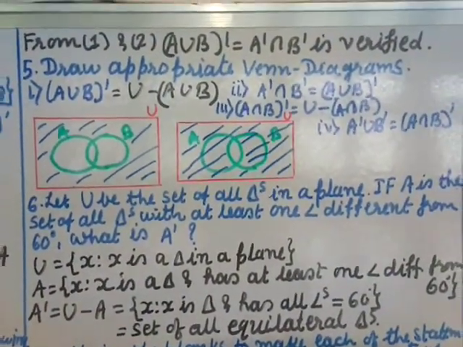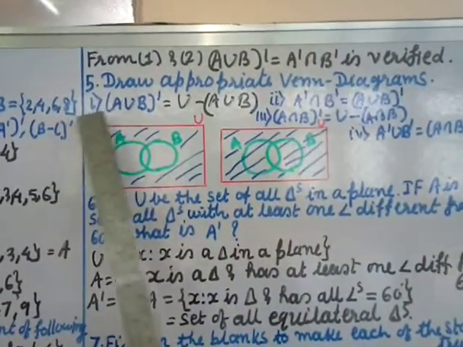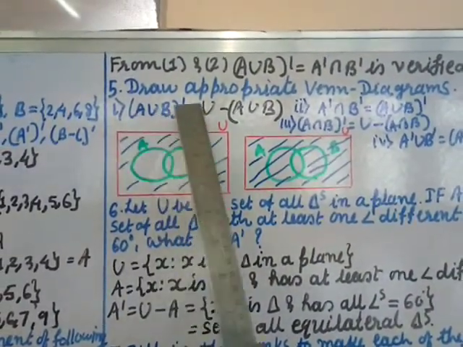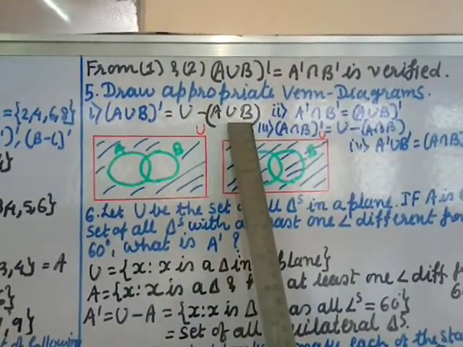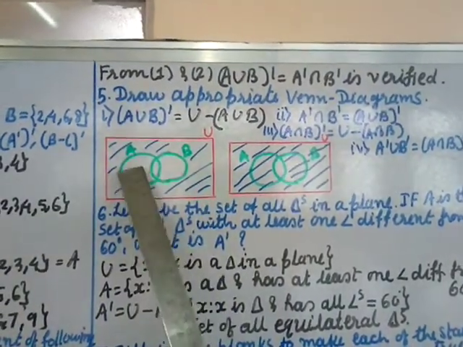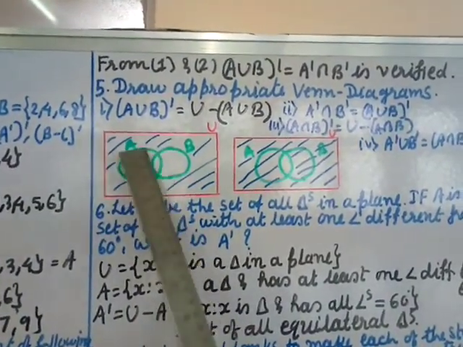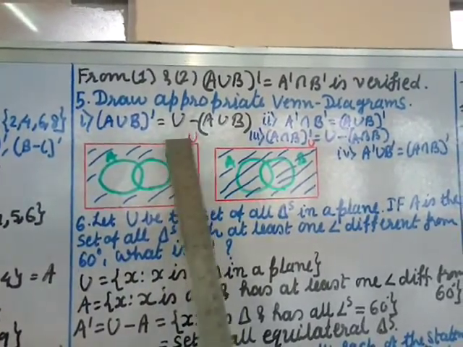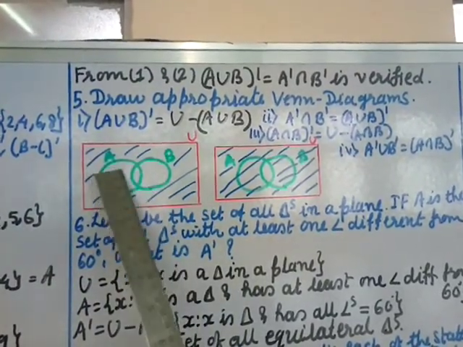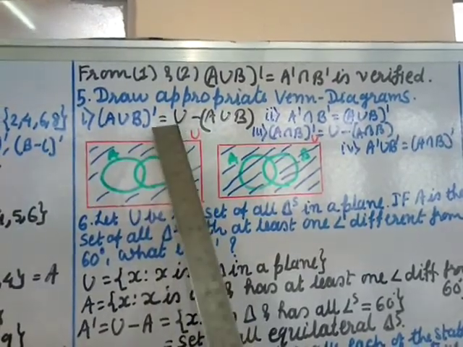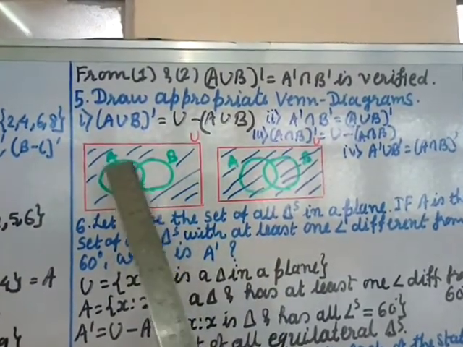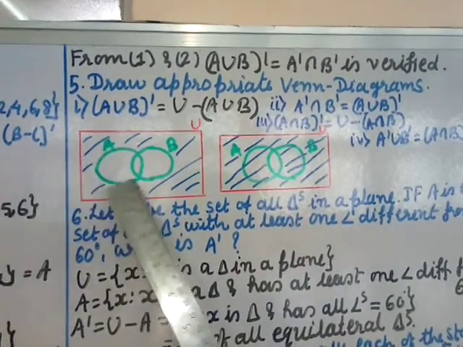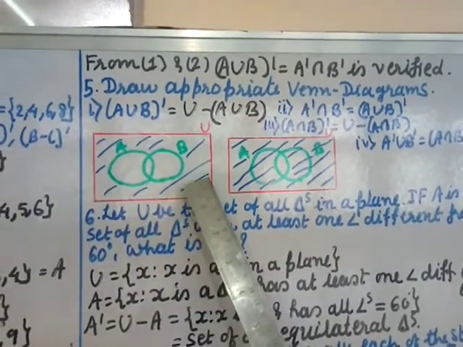Question number 5. Draw appropriate Venn diagrams. Number 1, (A union B)'. Now this can be written as U minus (A union B). Now A union B, this is A union B. If I draw this part, this is my universal set U rectangle, and these are the sets A and B, and this part is A union B. We have to take U minus A union B, that means excluding this part. So this shaded part will be your (A union B)'.